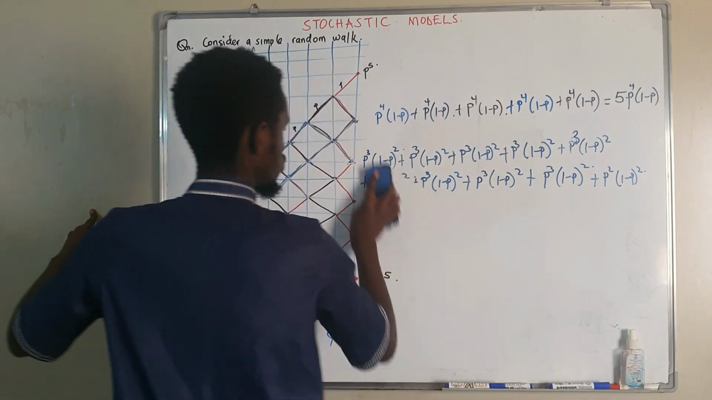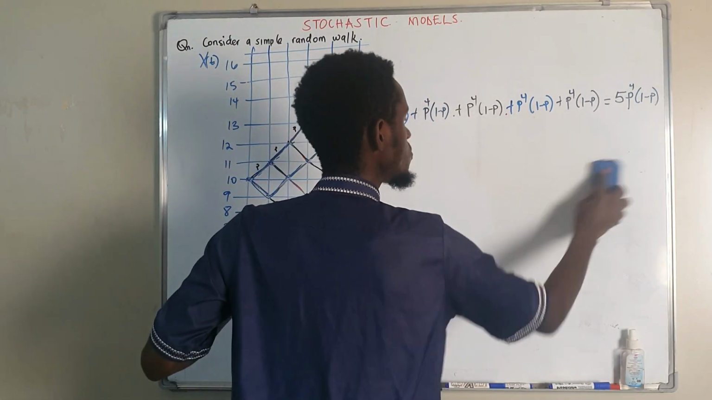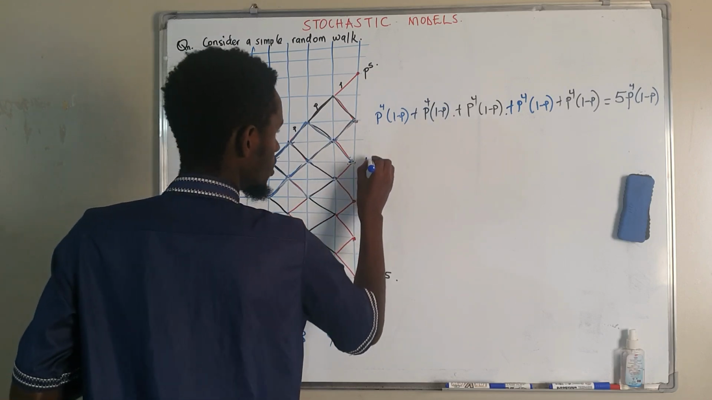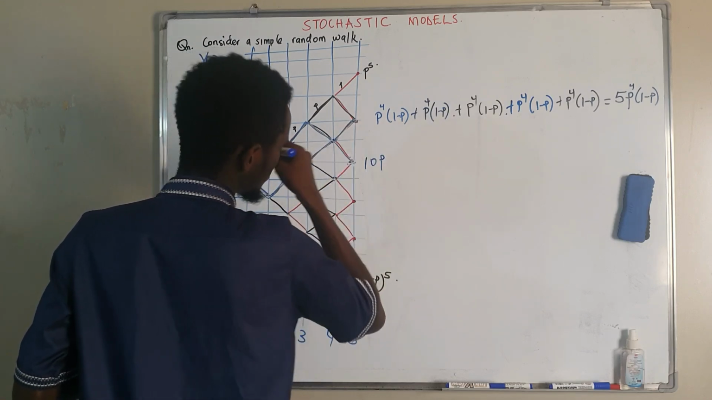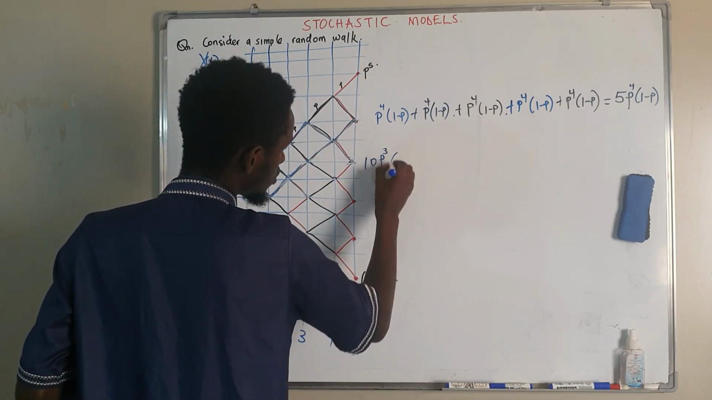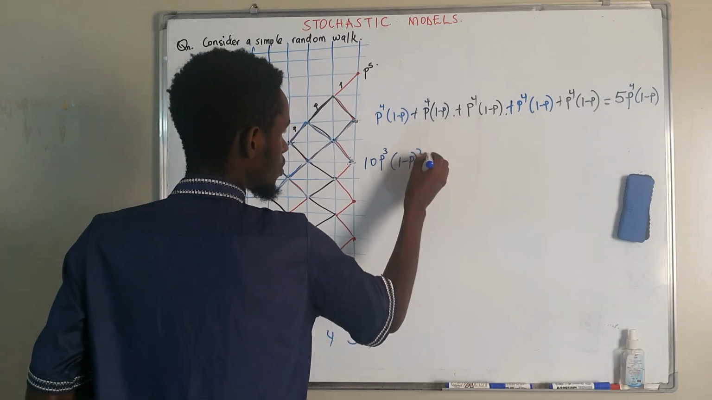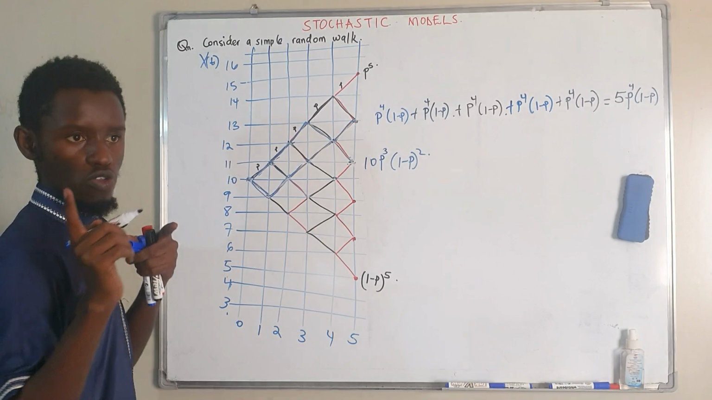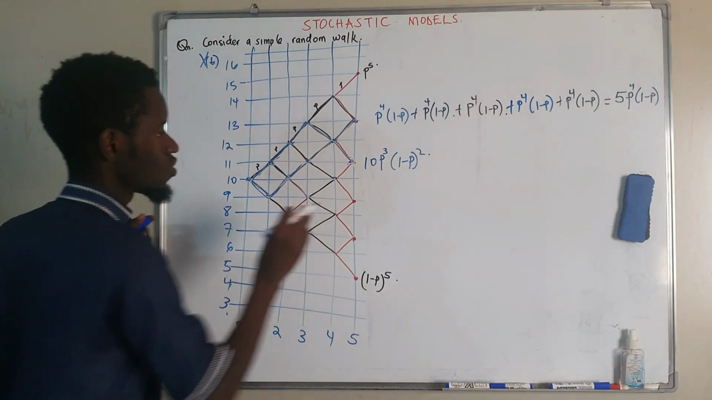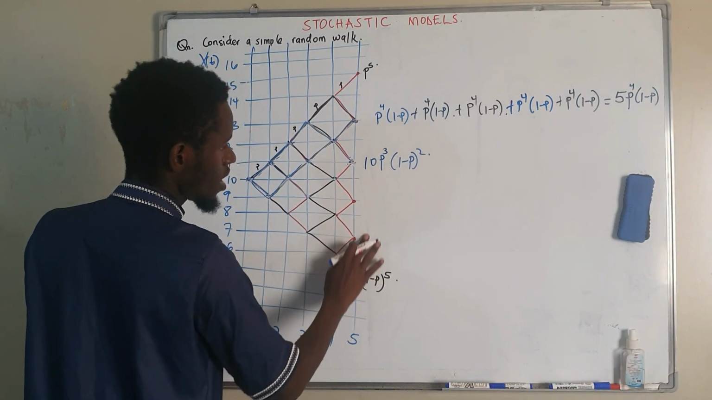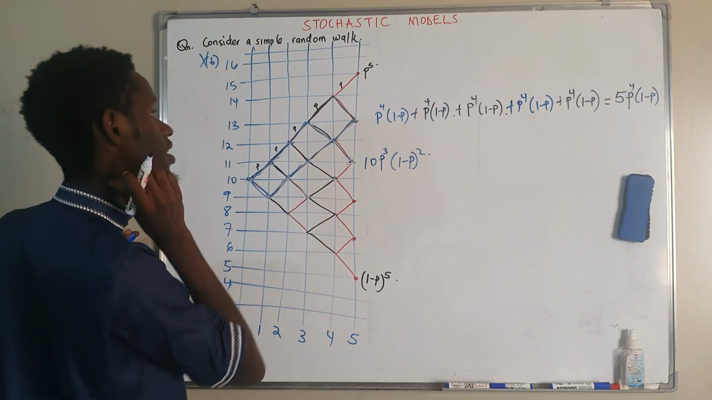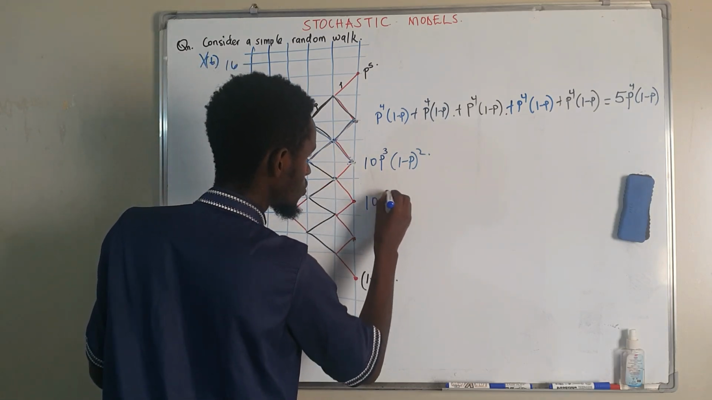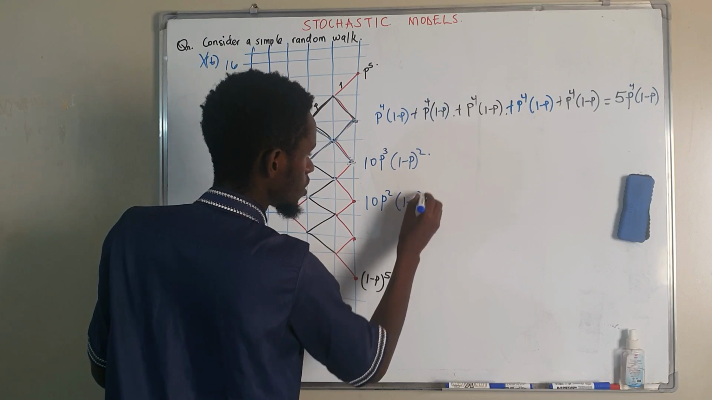Therefore, for reasons of being short, I have to say that at this point here, I have 10p^3 into (1 minus p)^2. Then likewise here, for this point, it's going to be your exercise. You have to check whether this is the same as having 10p^2 into (1 minus p)^3.